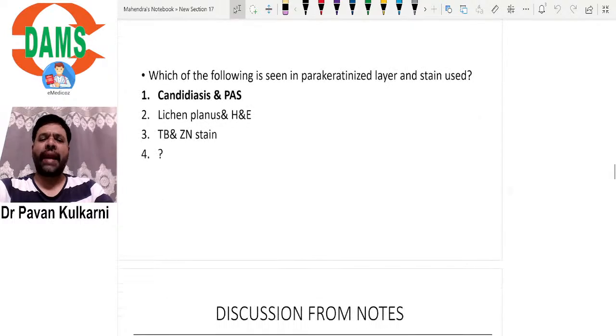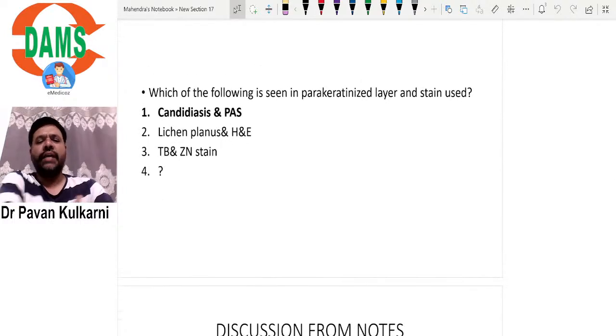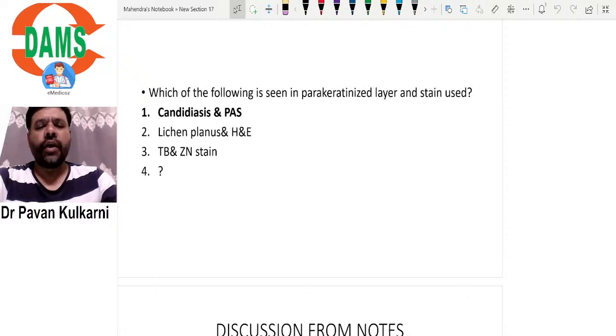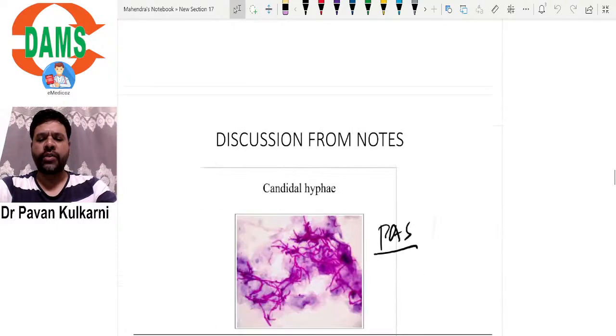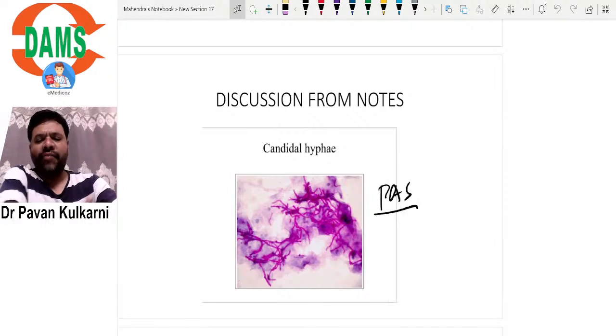Which of the following is seen in the parakeratinized layer, and what stain is used? There was an image, actually, I'll show you that image. They wanted to ask about the epithelium and the microorganism. So typically we have to remember that Candidiasis is the one which is seen as a magenta color, and that is stained with PAS stain. The other options we could rule out, like TB and ZN stain. How we can rule this out was a discussion from the notes, that candidal hyphae will show this color. This is called magenta color, and they are typically stained with PAS stain.